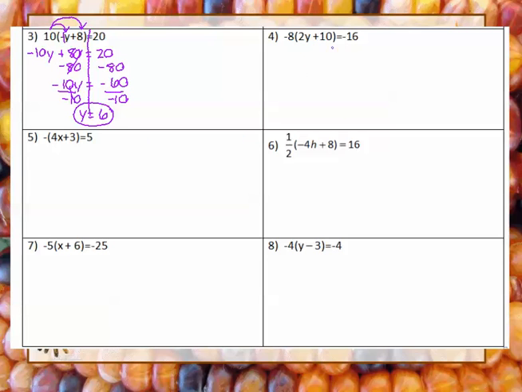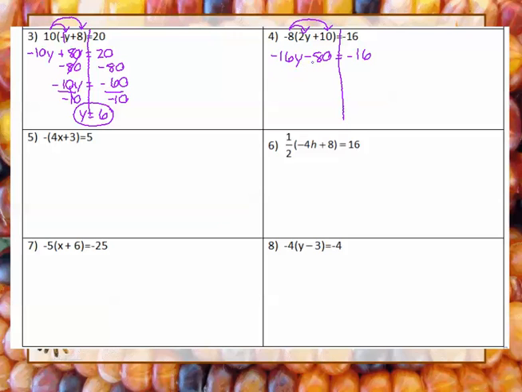If I look at number 4, I'm solving. So I'm going to put my line down the middle. Do I have distributive property? Yes, right here. Negative 8 times 2y gives me negative 16y. Negative 8 times positive 10 gives me negative 80 equals negative 16.